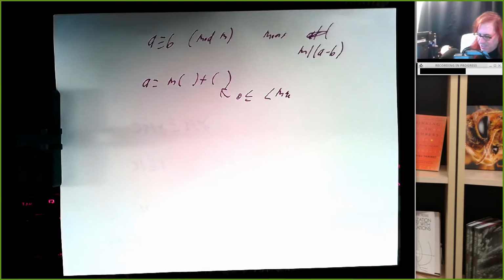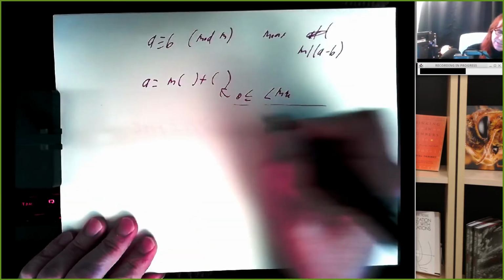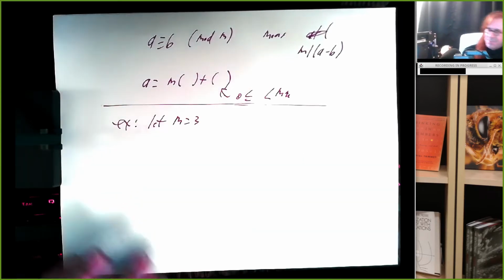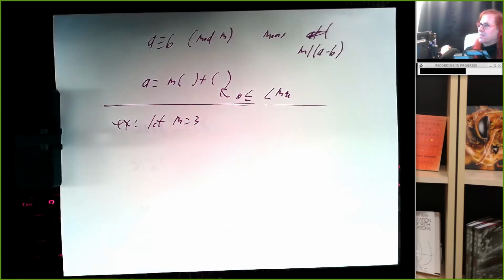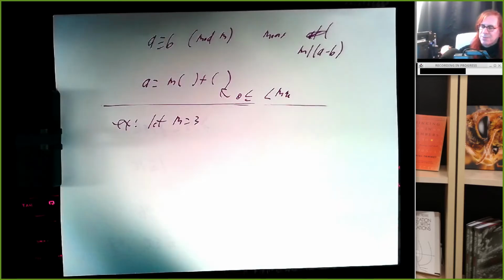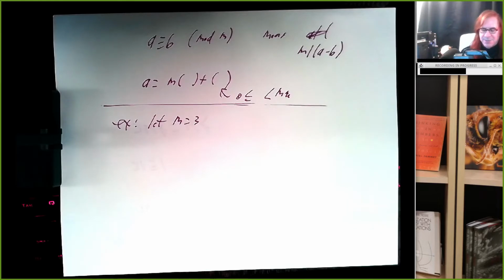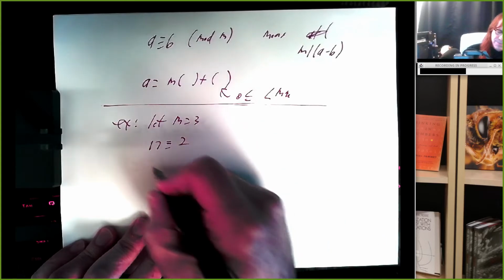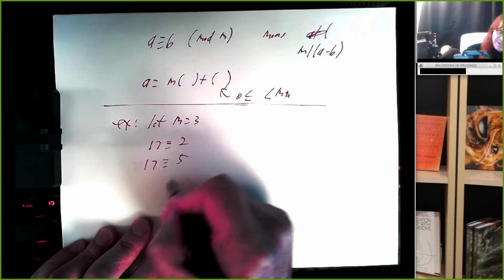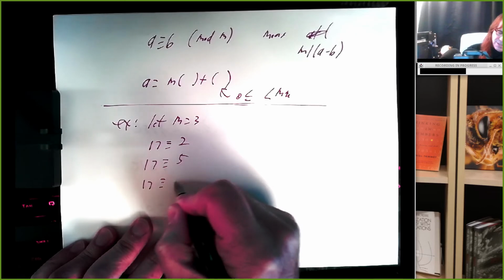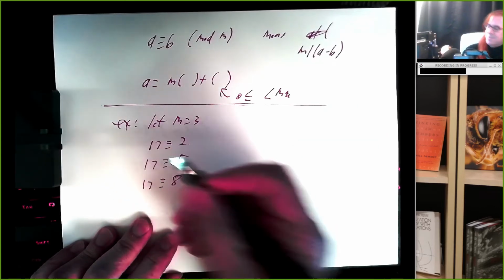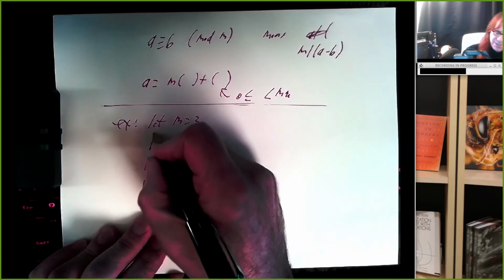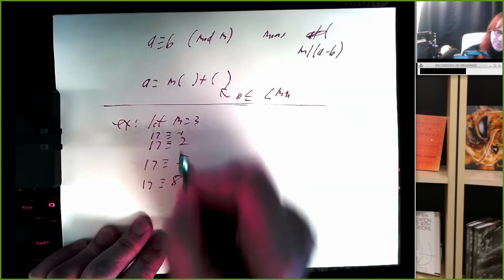So let's fix a modulus. Let's pretend M is equal to 3, so we're just going to work modulo 3, looking for when the difference of two things is divisible by 3. And we've seen some examples, right? 17 is congruent to 2. 17 is congruent to 5. 17 is congruent to 8. The difference of each of these is divisible by 3. 17 is also congruent to minus 1, and so on.